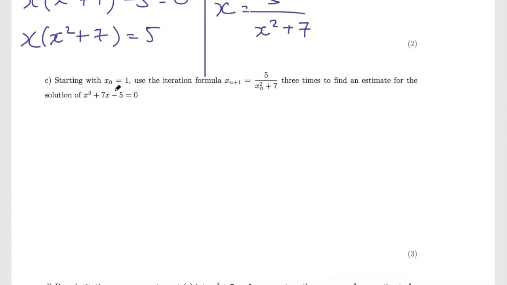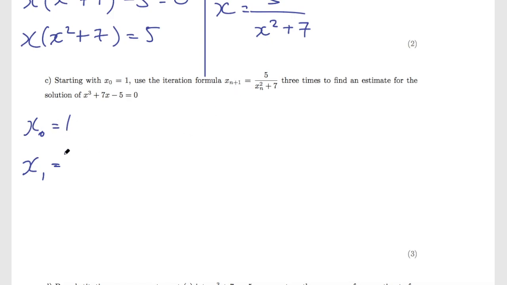Part C says starting with x0, x sub 0 equals 1, use the iteration formula x sub n plus 1 equals 5 over x sub n squared plus 7 3 times to find an estimate for the solution of x cubed plus 7x minus 5 equals 0. So what we need to use here is an iteration formula to approximate or find an estimate for the solution. So starting at x sub 0 equals 1, x1 will equal basically this formula with x0 substituted into it. This is what this x n plus 1 stands for.